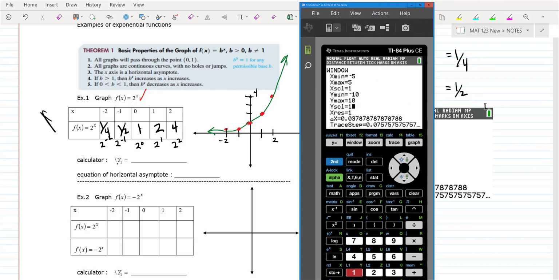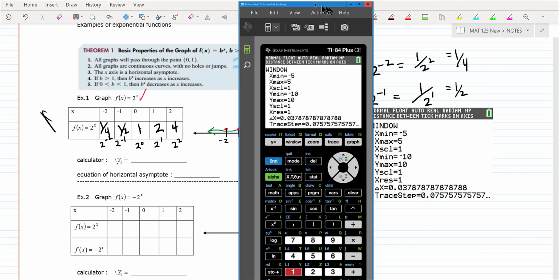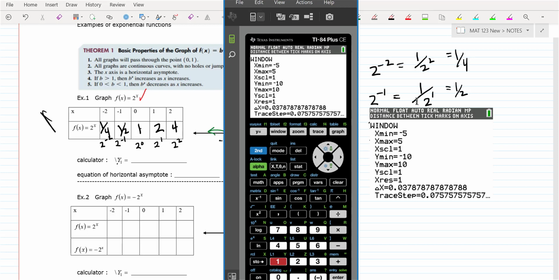So you want to get the function put in, and then you want to get the window set up, and it'll have the same kind of thing. So if you've got the window set up, it's going to go like that. Exponential functions tend to get bigger as you go to the right, and then they level off towards the x-axis as you go to the left. That's the way they always tend to work, just a basic exponential function.